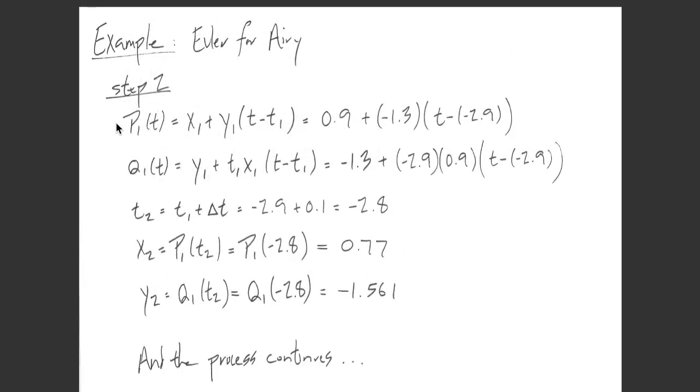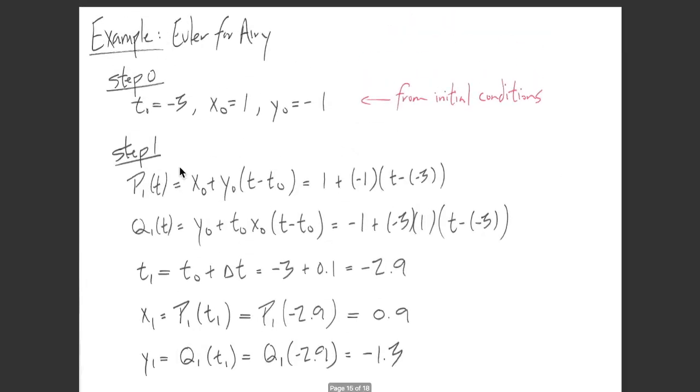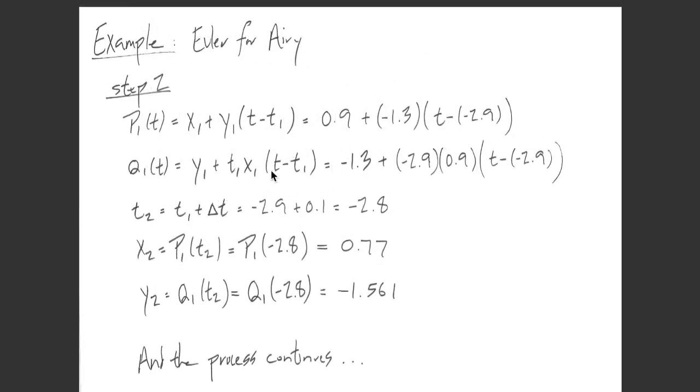Again, we do the same sort of thing. We update our Taylor polynomials using the values from the previously computed solution. So now p1 is x1 plus y1 times t minus t1. Compare that to the previous step. We're just using the same thing, except we're using our most recent solution values. And so that's what you get. For q1, you do the same thing, and that's what you get. Again, I'm not simplifying. Hopefully you can see where everything's coming from. And then you project forward.